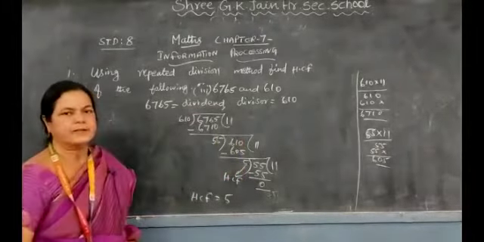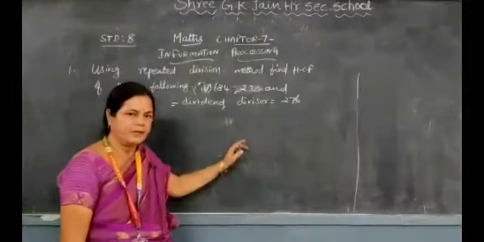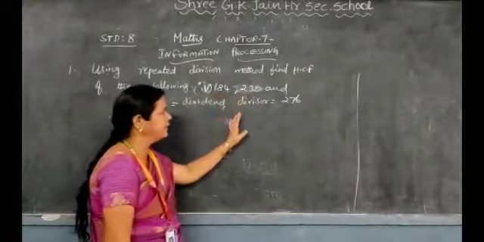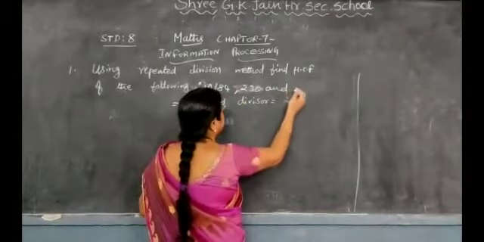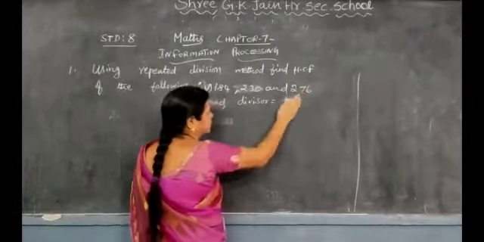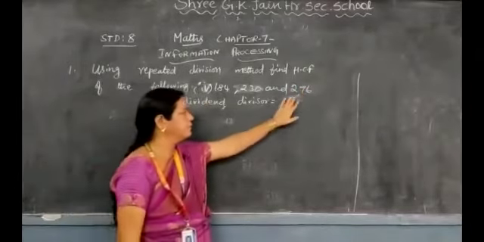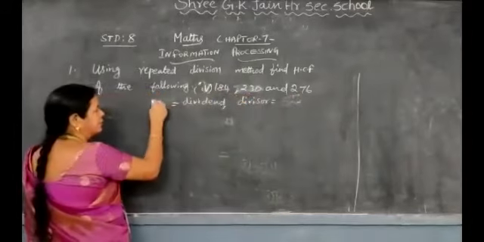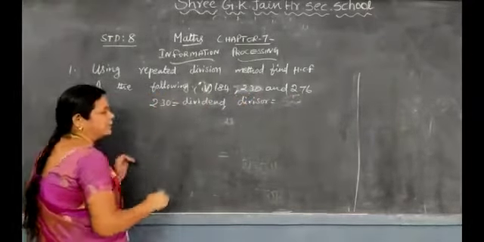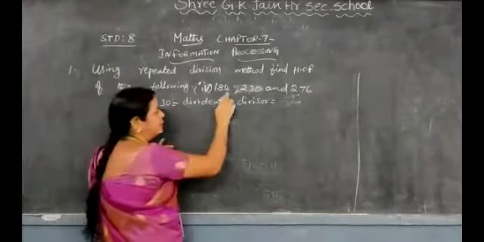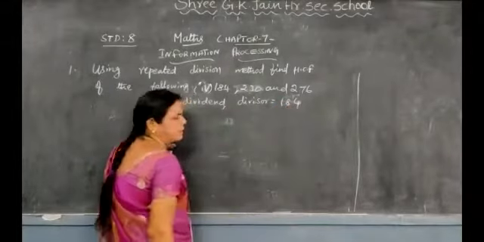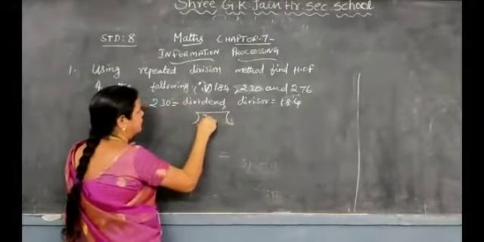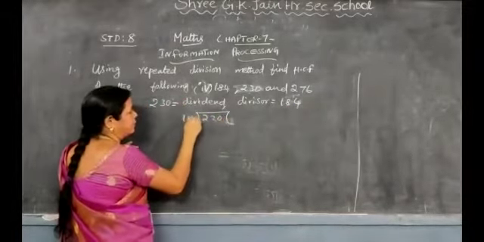Okay children, we will see the next sum. In this sum, fourth sum, 184, 230 and one more number is given there, 276. Okay children, now first we are going to compare these two numbers, 184 and 230. So 230 you take as the dividend and 184 take as the divisor. Okay, now divide and see.